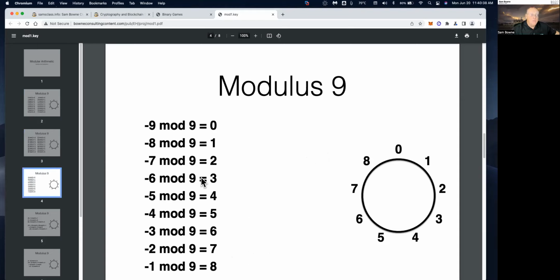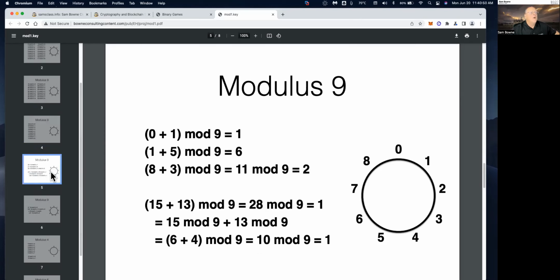You can have negative numbers. If I'm at 0 and I go back 1, that's minus 1 mod 9, but it's 8. Minus 2 is 7, minus 3 is 6, and so on. So you can have addition and subtraction.